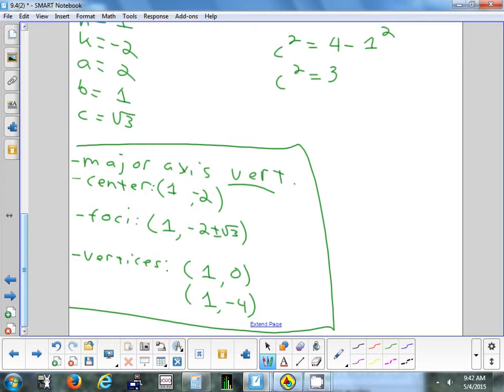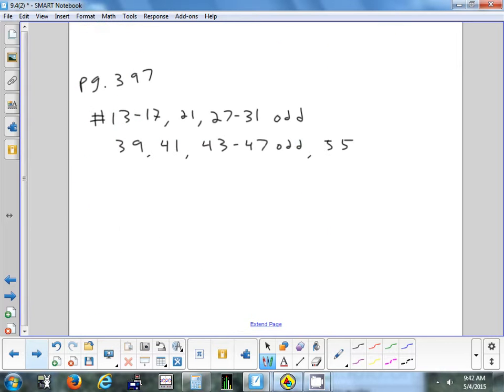Okay, so any questions on ellipses? Okay, so that's the kind of problems you'll see in the homework. I do have some graph paper. I don't think there's that many graphs, though. I think the graphs are mostly matching. Mostly matching. It's on page 397.